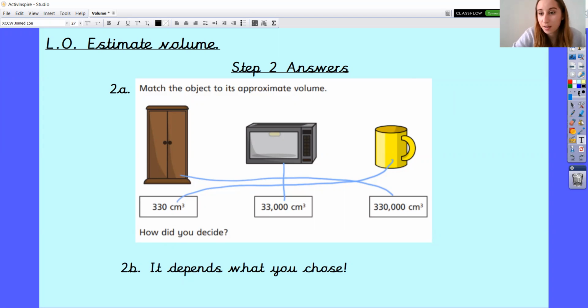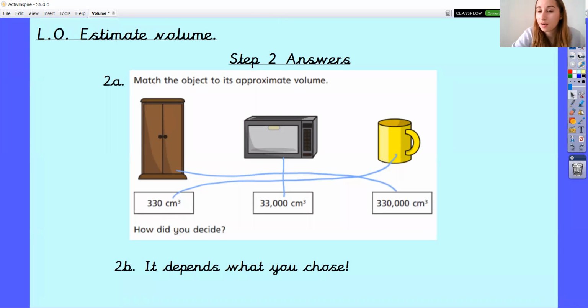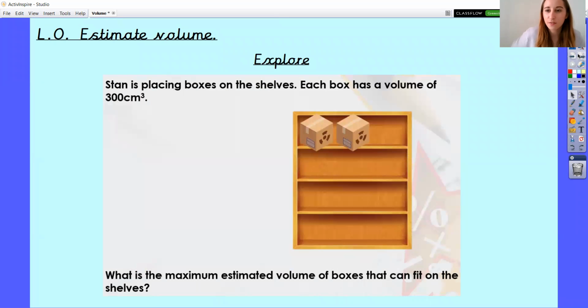And on 2B, it depends what you chose. So I can't tell you whether your answers are right or wrong. That completely depends on what you were estimating. Right, and just to finish off our learning about volume, we're going to look at how we might solve a problem about volume. So let's just read this one and we're going to work it out together, and then you're going to have a go at one for step 3.